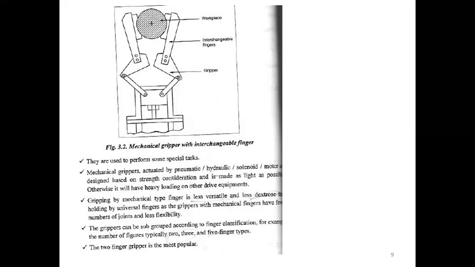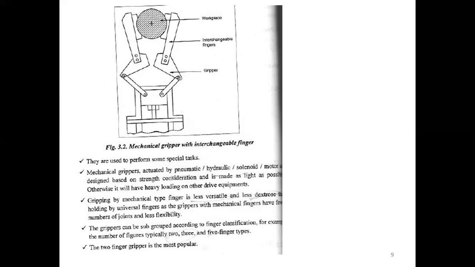This gripper is connected with some actuators, that is, it is connected with some drives, hydraulic or pneumatic. For high movement, high pressure and high load we need to use hydraulic. For small loads we can use pneumatic. Otherwise we can use a motor to open and close the fingers. These mechanical grippers are used to perform some special tasks.